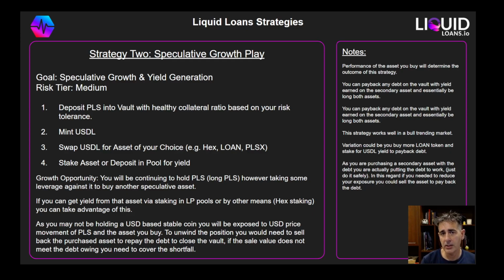You're taking a bit of leverage, getting something else that you like, and hopefully earning interest or yield on that asset and paying back your debt on your vault.